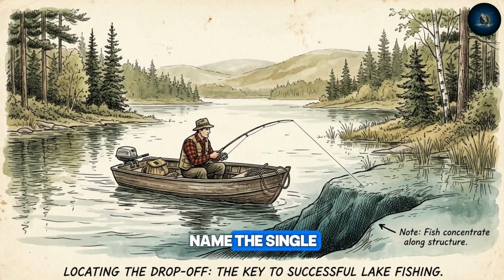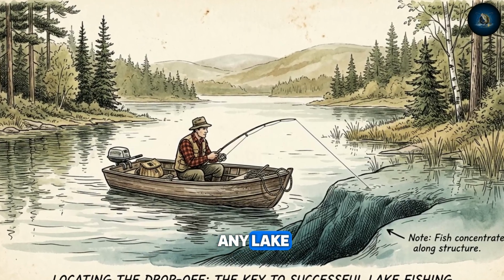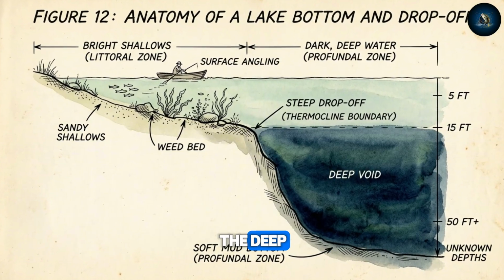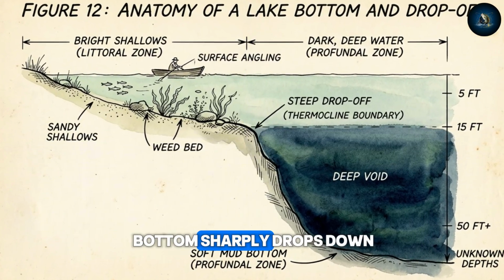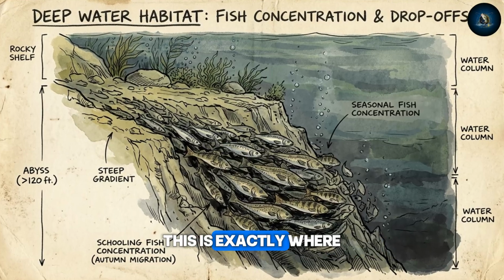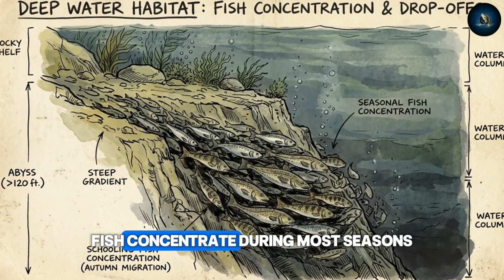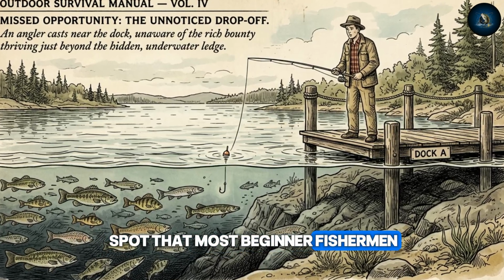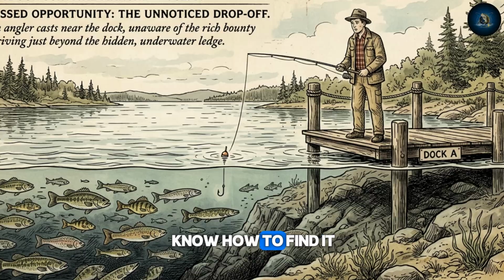If I had to name the single most important spot on any lake, I would name the drop-off. It is the boundary between the shallows and the deep, the place where the bottom sharply drops down. This is exactly where the majority of the fish concentrate during most seasons. This is the exact spot that most beginner fishermen miss because they don't know how to find it.